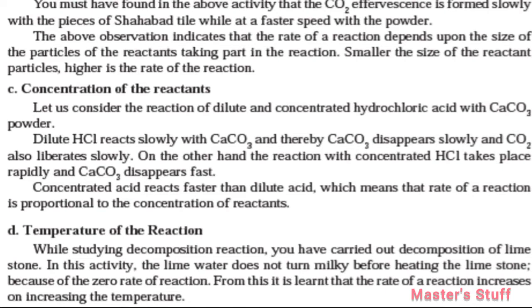Thus, concentrated acid reacts faster than dilute acid. This means that the rate of the reaction is proportional to the concentration of the reactant. That is, higher the concentration, faster the reaction. Fourth, temperature of the reaction.